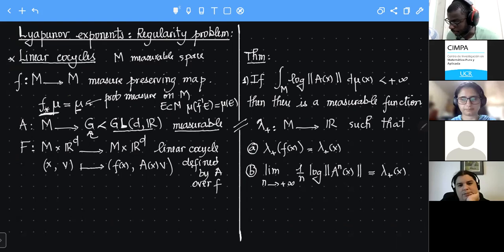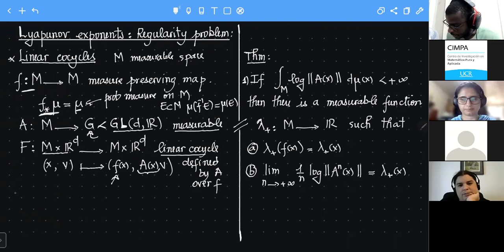The space is the product M times R^d, and we take a point x in M and a vector v in R^d. On the first coordinate you apply your map f, and on the second coordinate you have a matrix A of x. For each x, you associate a matrix A of x and you apply it to the vector v. So this is the definition of a linear cocycle.